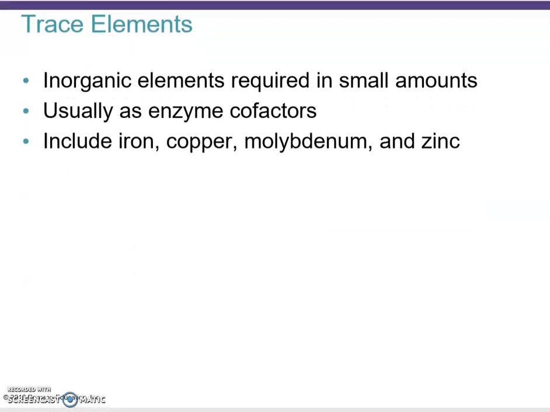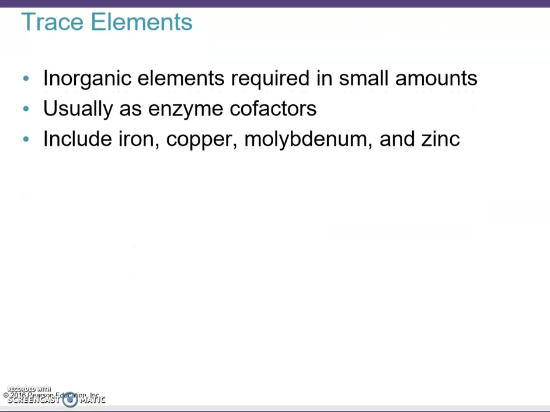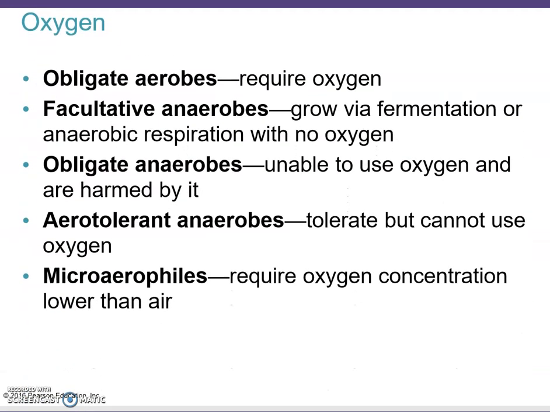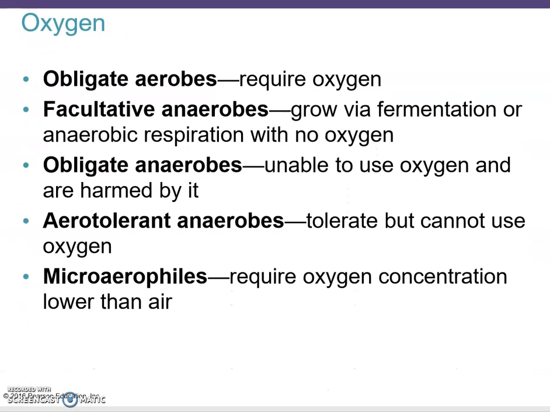Then we need some trace elements. Usually, depending on what exact organism it is, it can vary. But there are usually some inorganic metal ions that are required for enzymes to work. They sometimes are cofactors for enzymes, and those include iron, copper, molybdenum, zinc, and others. Oxygen. Let's take a look at the oxygen requirements, and that is something that we will continue on the next video.